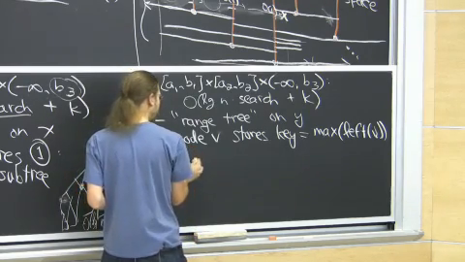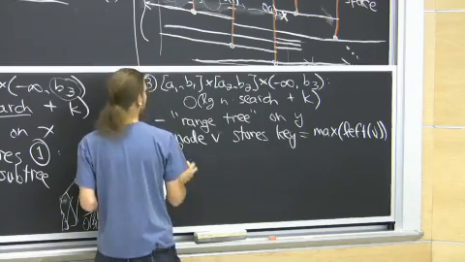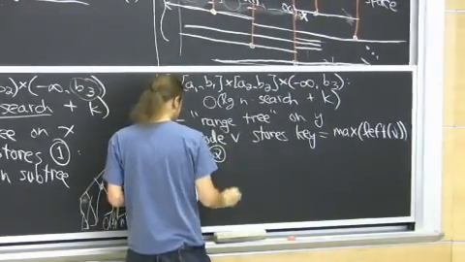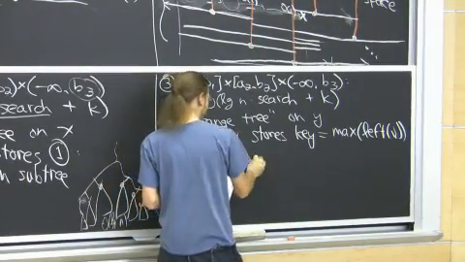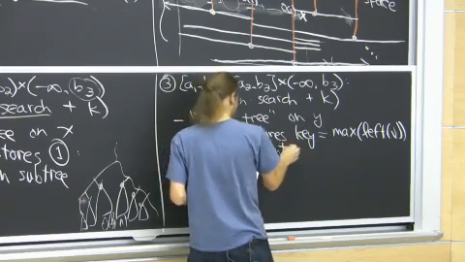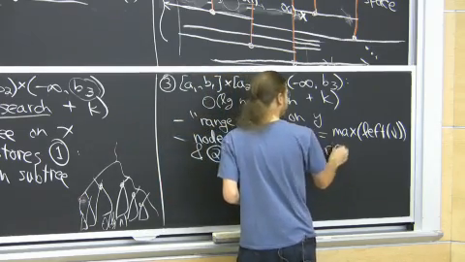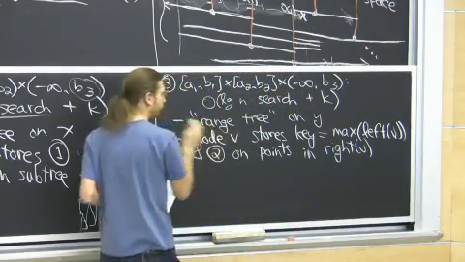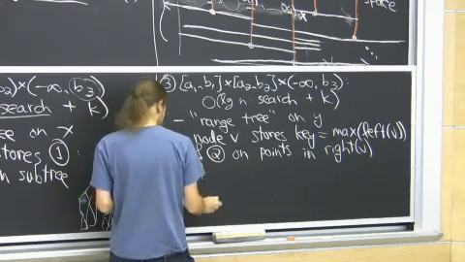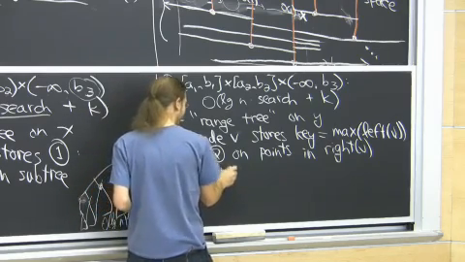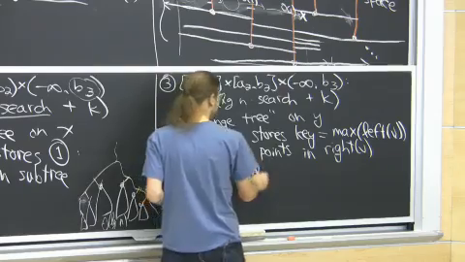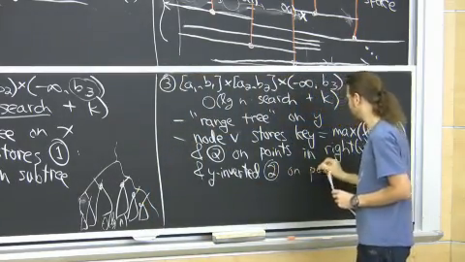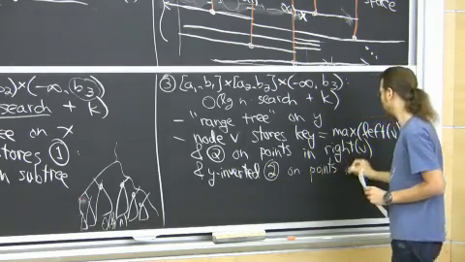Okay, a node V will also store one of these, actually two of these. So it's going to store the two data structure on the points in the right subtree, not the entire subtree, just the right subtree. And it's going to store a Y inverted 2 structure on points in the left subtree.